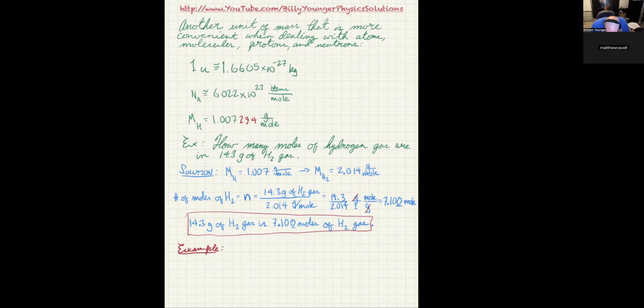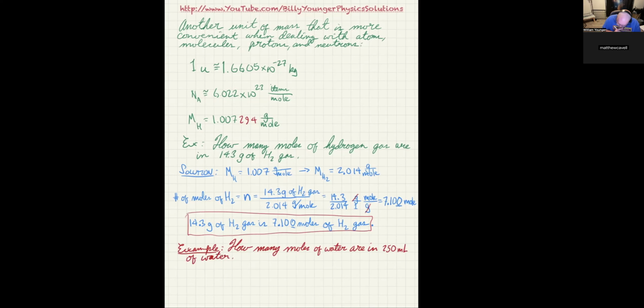So this time, let's say how many moles of water are in, let's say, 250 milliliters of water.